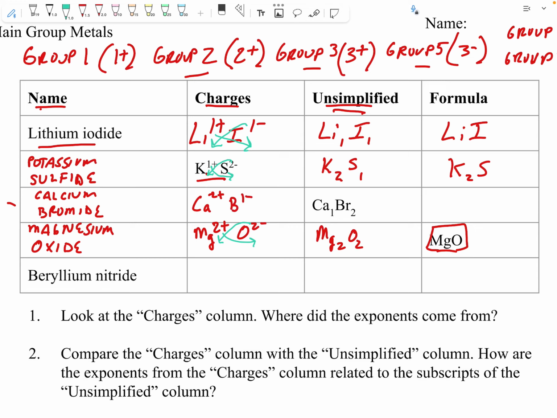So we switch them now. That goes there, that number goes there, and we end up with CaBr2. Simplified version is CaBr2. We do not need to show the 1. Okay. Now I'm going to let you handle the beryllium nitride one on your own.